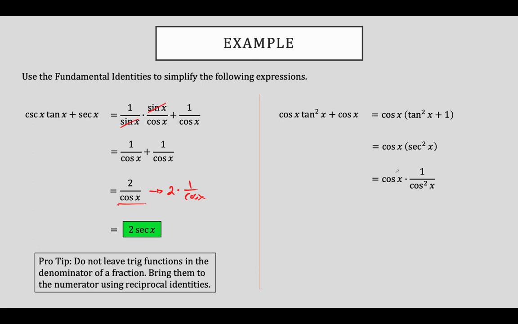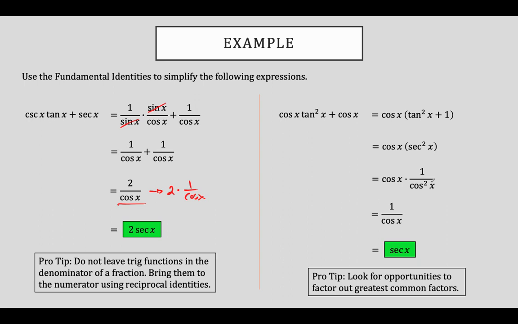And one of the cosines in the numerator will cancel with one of the cosines in the denominator, leaving me with 1 over the cosine of x, which I can then use a reciprocal identity to rewrite as secant x for my final answer. The next pro tip, look for opportunities to factor out greatest common factors, right? In this case, each term in my expression had a cosine x associated with it, so we can factor out greatest common factors.